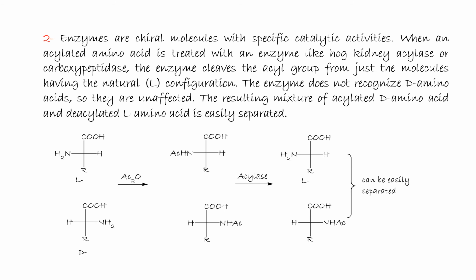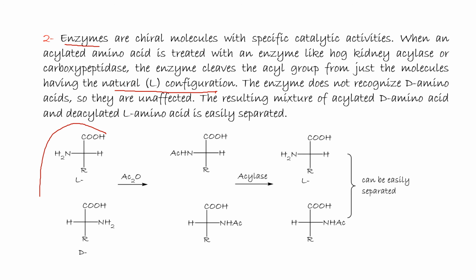We can also use enzymes. Enzymes are chiral molecules with specific catalytic activities. When an acylated amino acid is treated with an enzyme like hog kidney acylase or carboxypeptidase, the enzyme cleaves the acyl group from just the molecules having the natural L configuration.